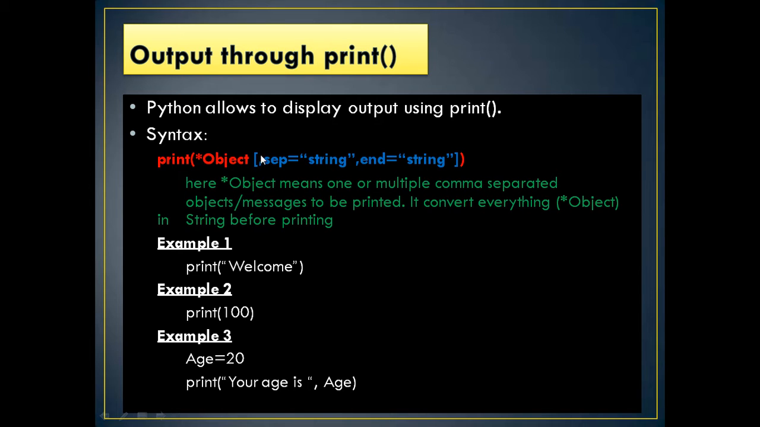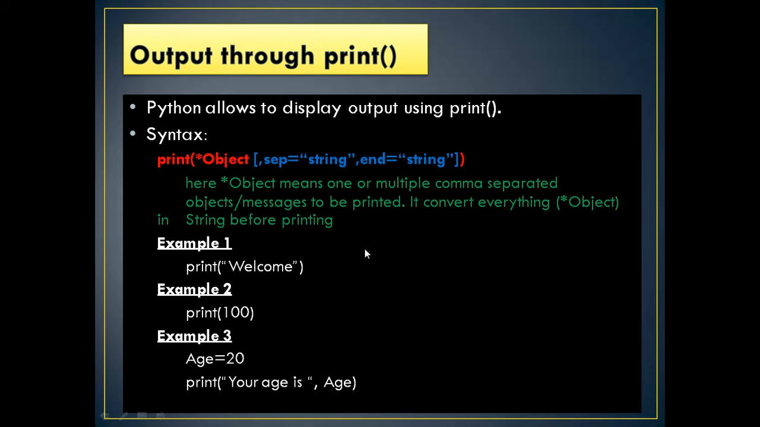If you want to print more than one value, that is also given here in the example. Here, star object means one or multiple comma-separated objects or messages to be printed. It converts everything you give in the star object into a string before printing.